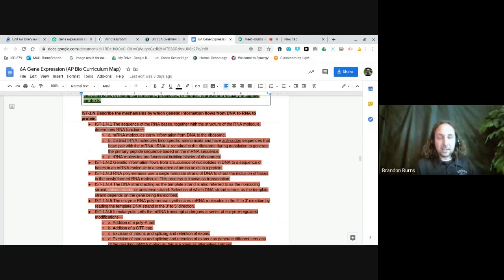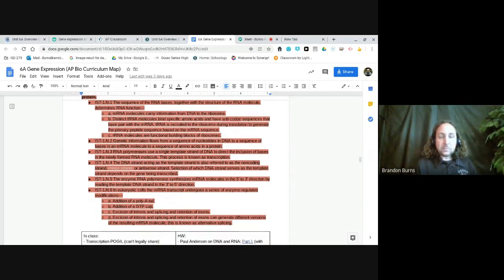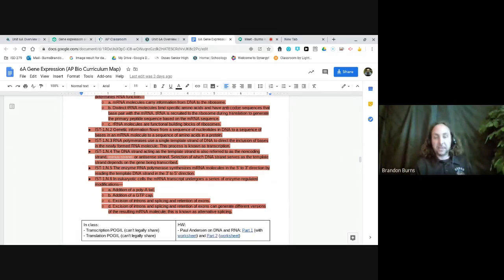that there's a distinct tRNA molecule. We have information on how RNA undergoes enzyme-regulated modification after it's produced. So after transcription, we have the addition of a poly A tail or a GTP cap. Introns and exons are removed from the transcribed gene. Those are probably all going to be new ideas to you, and you can get all that information from the Khan Academy website. They do a great job of hitting everything you need to know without giving you a lot of extra information.